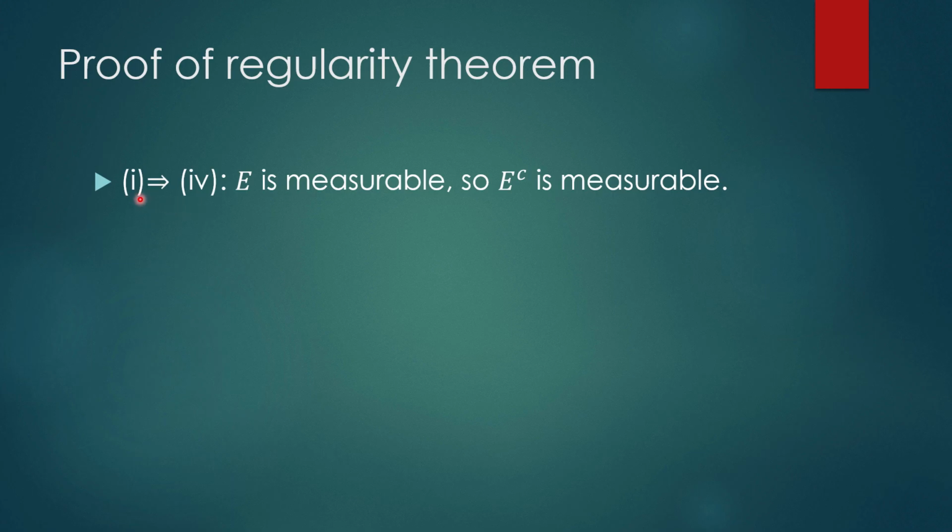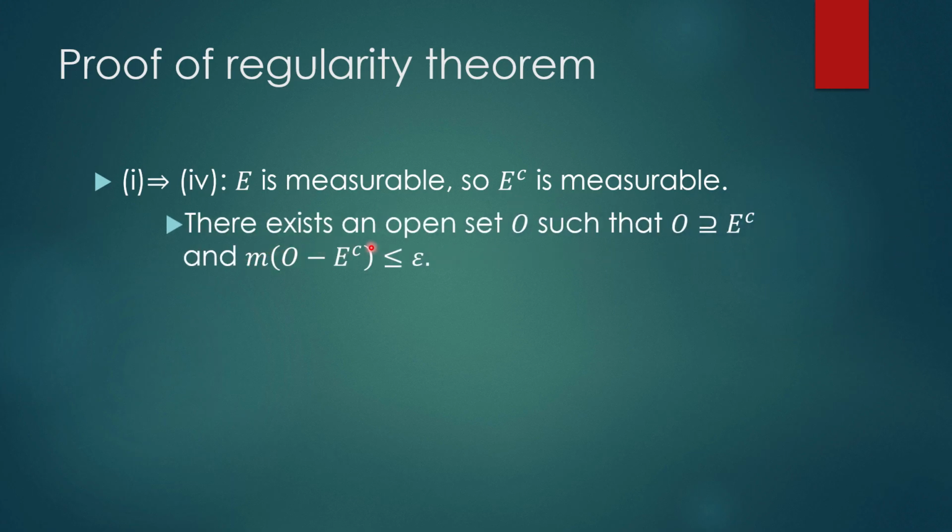E is measurable, and then we are going to show statement number 4. So E is measurable, so therefore its complement is also measurable, that is E^c is measurable. Alright, so there exists an open set O containing E^c, which we have already shown, and measure O difference E^c is less than or equal to epsilon. So this we can assume.